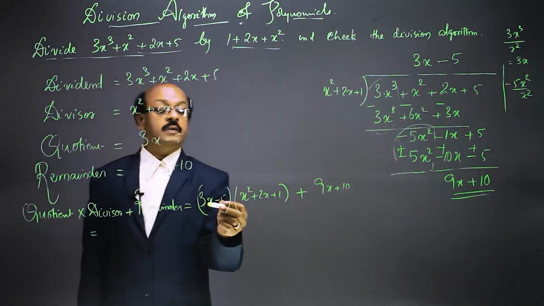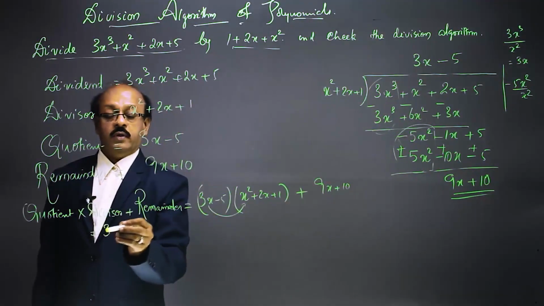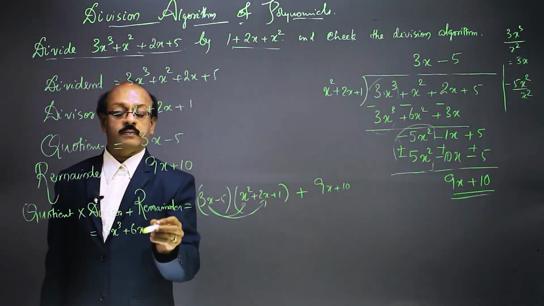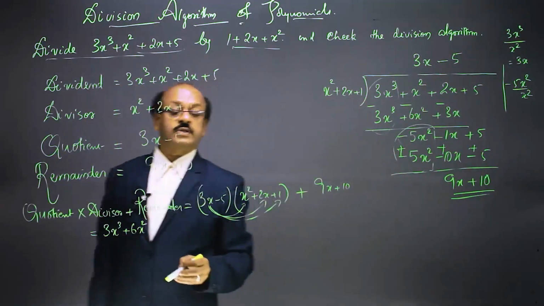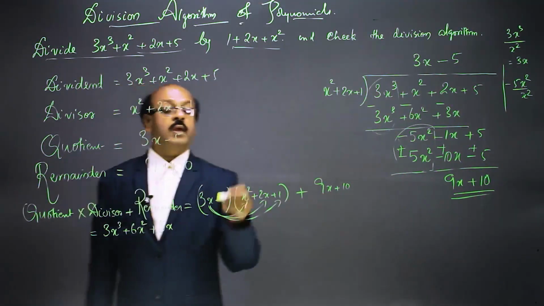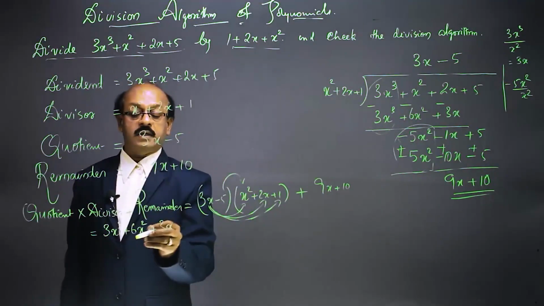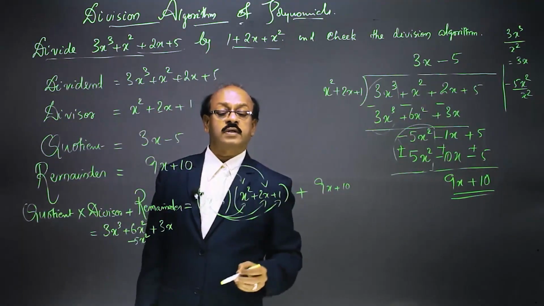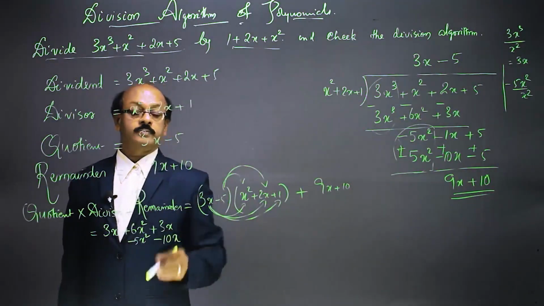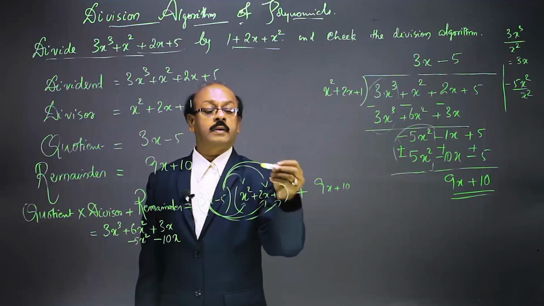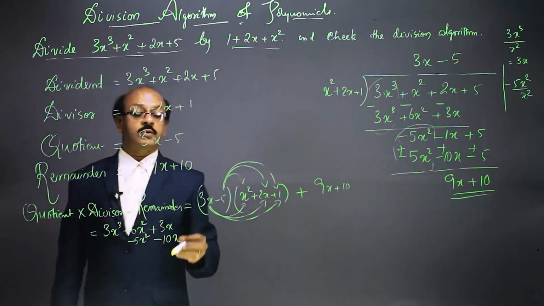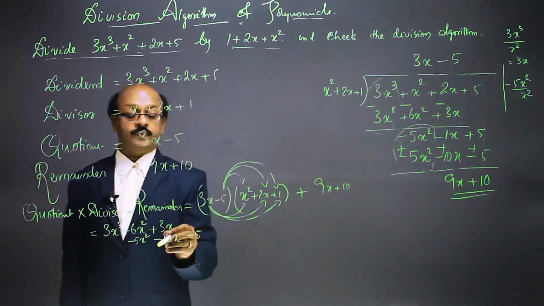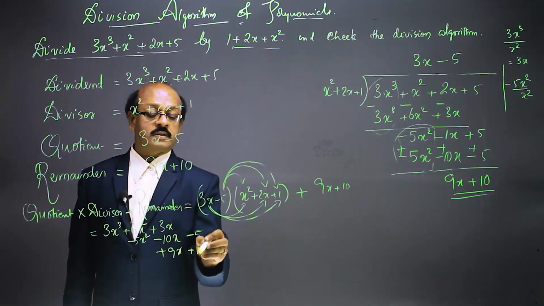For that, we have to multiply 3x into x square, which is equal to 3x cube, 3x into 2x, which is equal to 6x square, then 3x into 1, which is equal to 3x itself. Now, minus 5 into x square is equal to minus 5x square, then minus 5 into 2x is equal to minus 10x, then minus 5 into 1 is equal to minus 5. Now we have to add the remainder also, 9x plus 10.